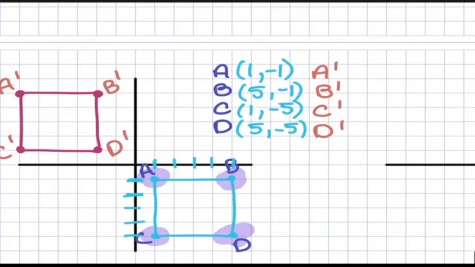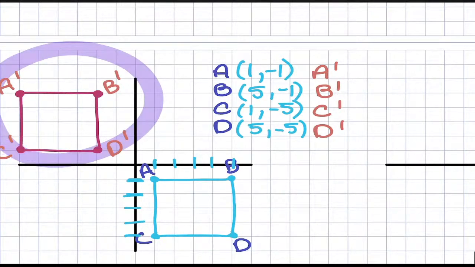Okay? All right. That's for our shape that is in the past. Let's do our shape that is in the future now. And we know that because of the prime markings. Okay?